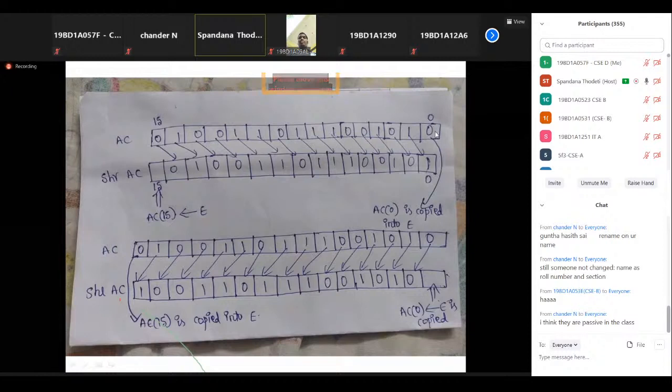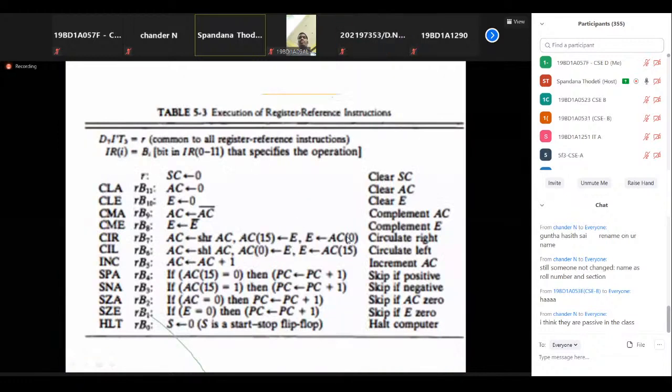But it is circular one. So circular means what? Data should not be lost. So when you place this E content into AC, E content is not lost. In the same way, the data present at the 0th location of your AC, you are moving it into your E. That is what I have written here. So whatever is present at the 0th location, you are moving into E. Whatever is there in E, you are moving into the 15th bit of the accumulator.